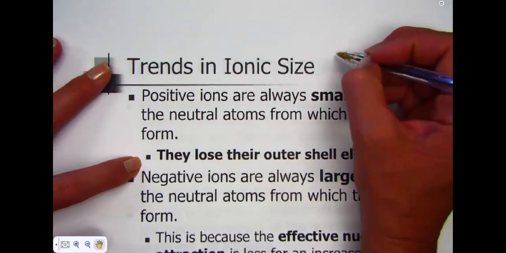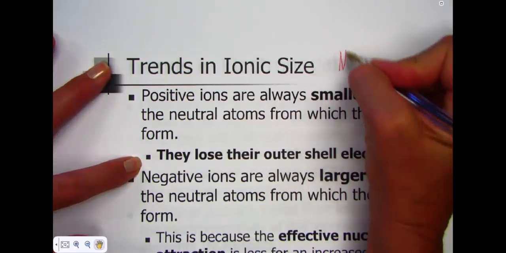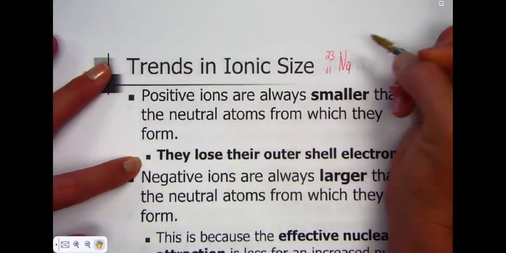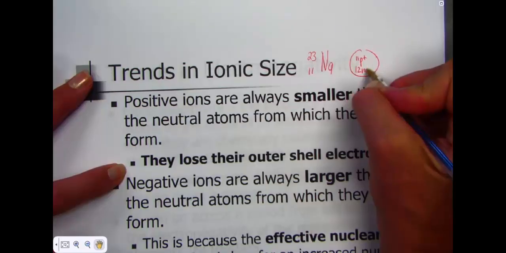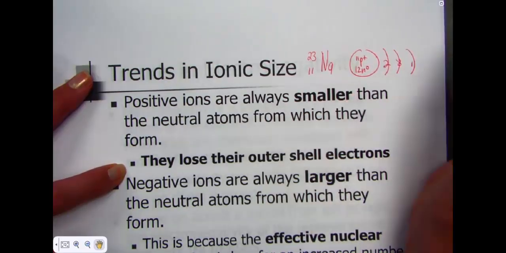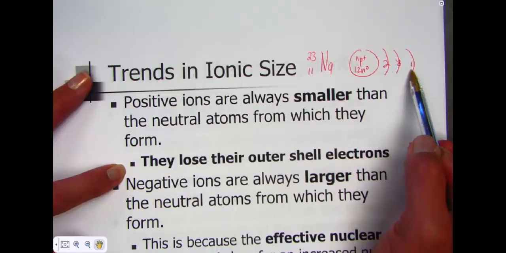Let's just do a Bohr model. Let's do sodium. Sodium's mass number is 23, atomic number 11. It has 11 positive protons, 12 neutral neutrons, and we would go 2, 8, 1. Now it's an old planetary model. I know I would go 1s2, 2s2, 2p6, 3s1.